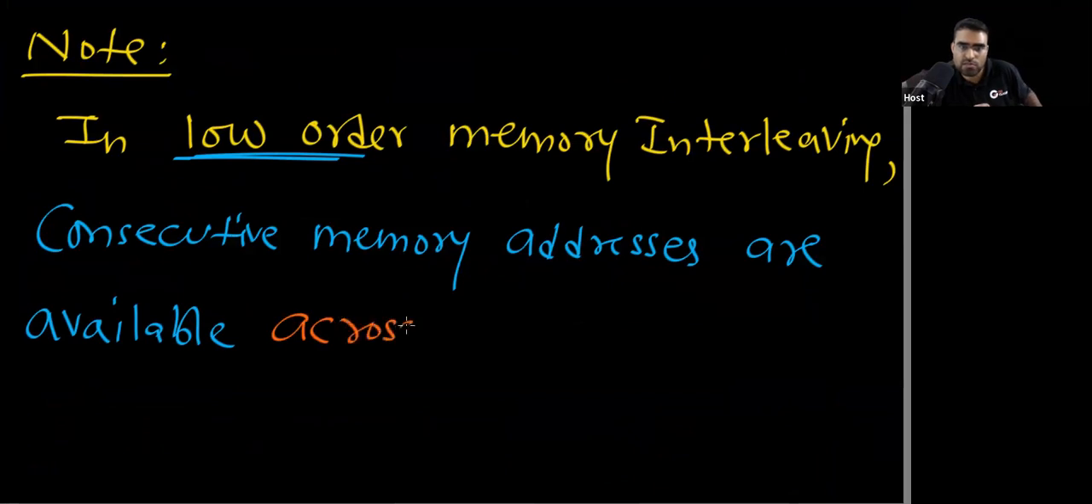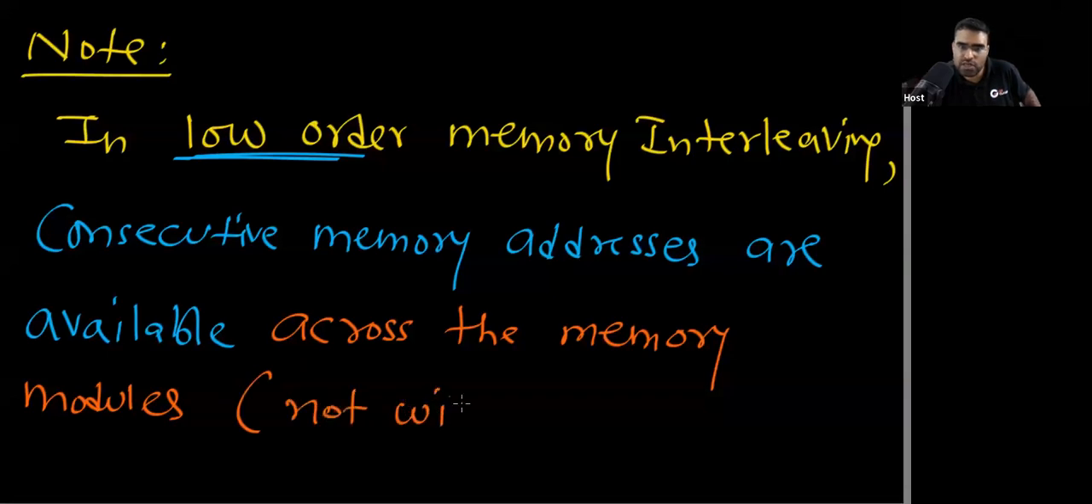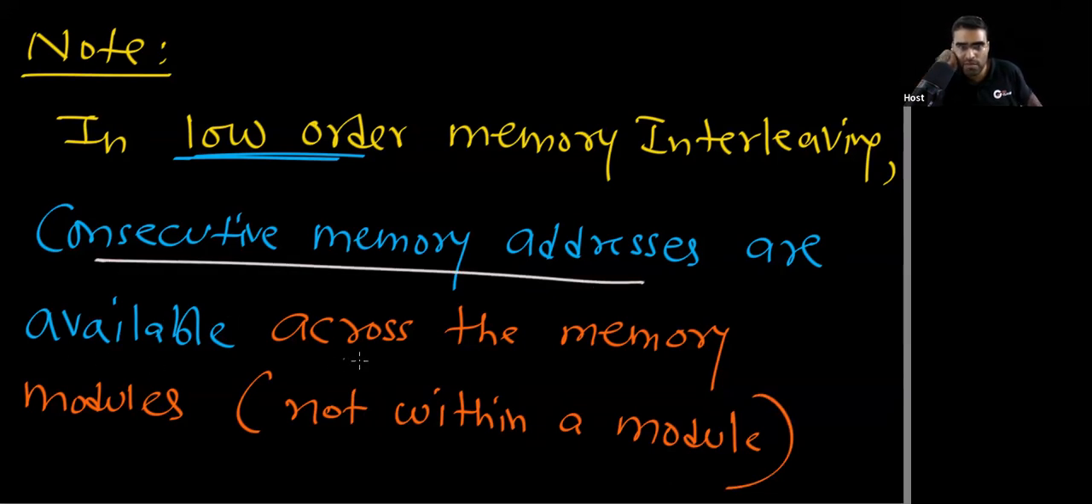Across the memory modules, not within a module. Okay, understood? So that's it. So this is the point. Consecutive memory addresses will be available across the memory modules. They are not available within a module.